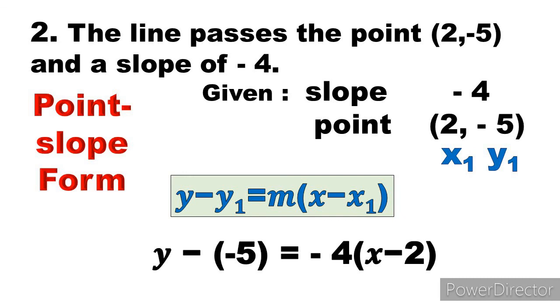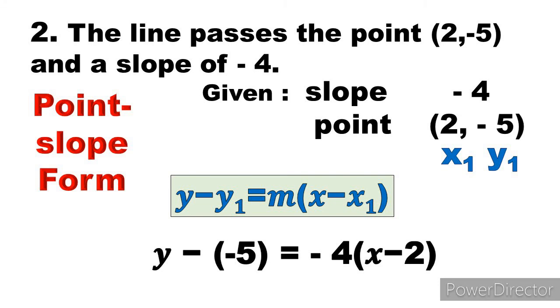Okay, now let's solve number 2 example. The line passes the point positive 2, negative 5 and a slope of negative 4. So again, sa number 2, ang given po natin is point positive 2, negative 5. So 1 point and slope, which is m, is negative 4.